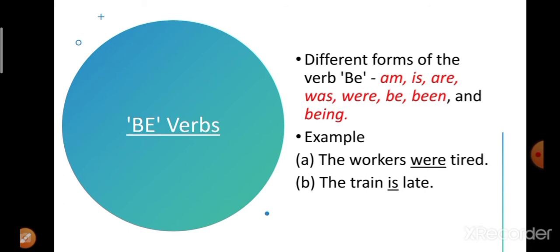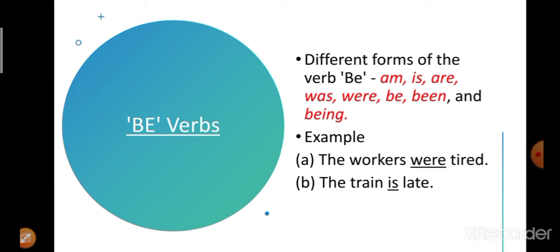Now, there are different forms of the verb. There are be forms of verbs. For example, am, is, are, was, were, be, been and being. All these forms are of the be verb. For example, the workers were tired. Again, instead of a main verb, we have used the be form of the verb, that is were. The workers were tired. The train is late.